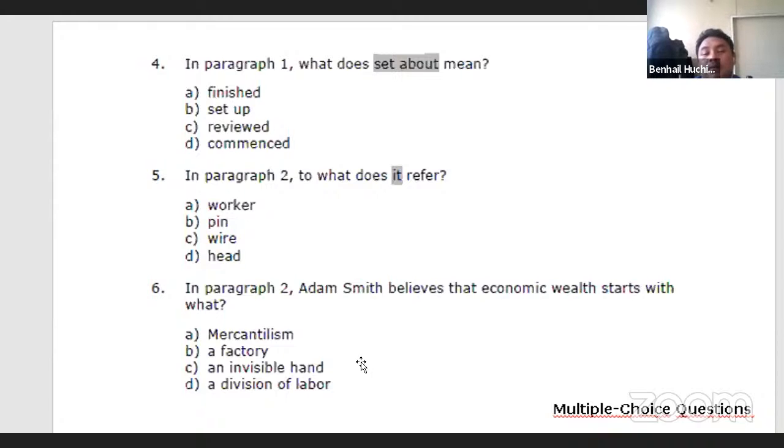Then we have to move to other questions, like in paragraph 1, what does "set about" mean? So you go and check paragraph 1 for the question, what does "set about" mean? In that case, you confirm your answer from the paragraph. A, finish; set up; review it; comments.